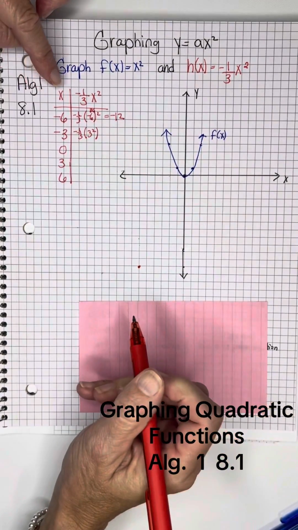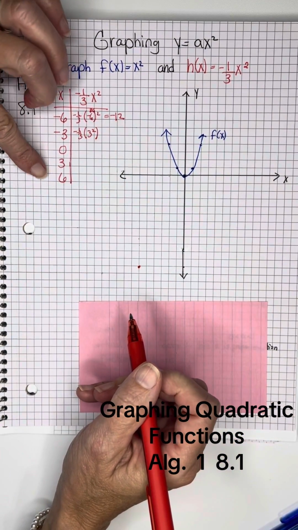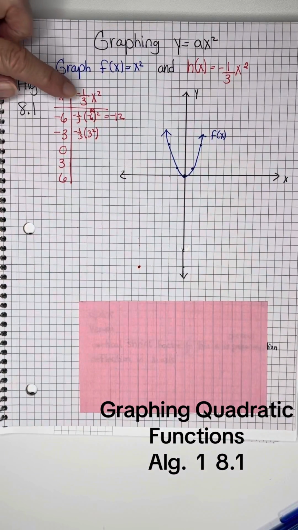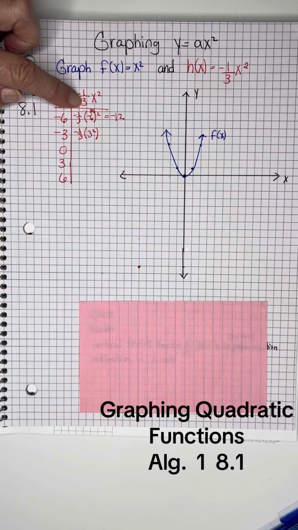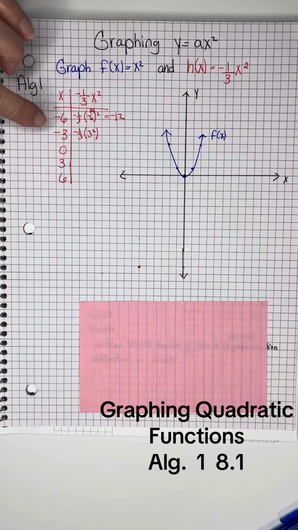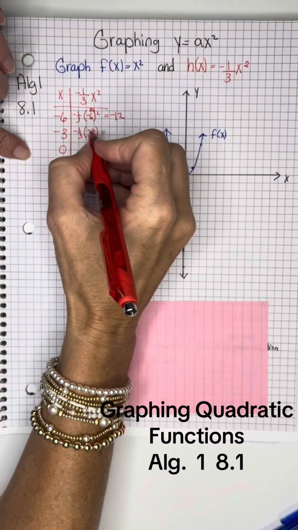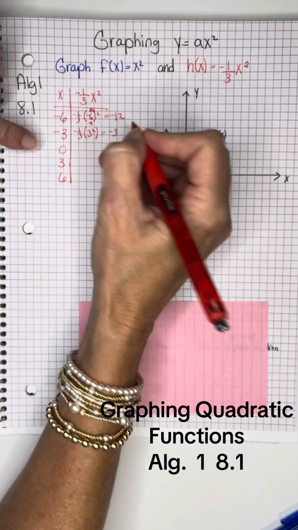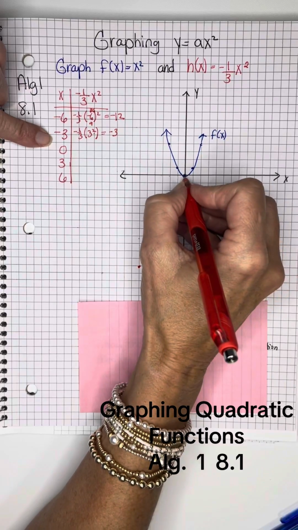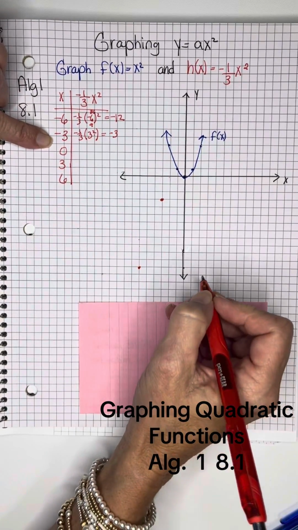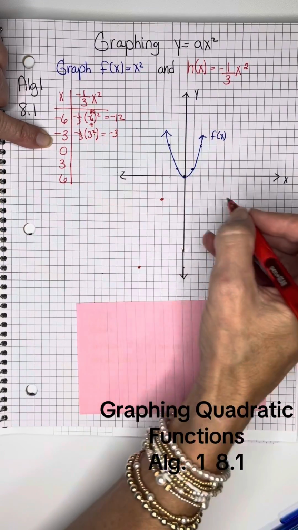Now the reason that my domain is negative 6, negative 3, 0, 3, 6 this time instead of negative 2, negative 1, 0, 1, 2 is because I need things that I know I'm going to divide 3 by, and these are multiples of 3. So that's going to make me not have to deal with fractions. So that's very helpful there. So 3 squared is 9, and 9 divided by negative 3 is negative 3. So I have a point at negative 3, negative 3. So left 3, down 3. There's a point there.